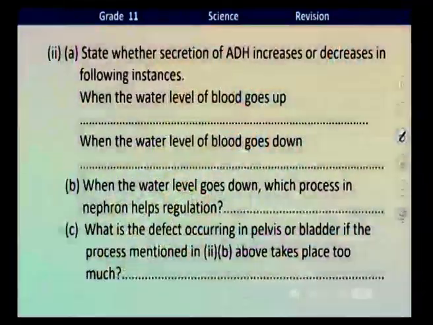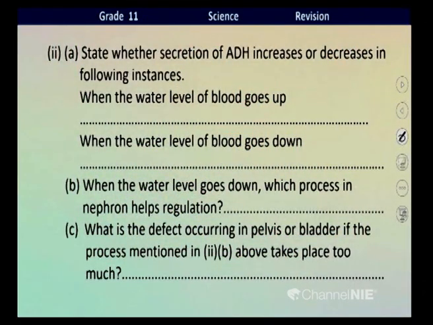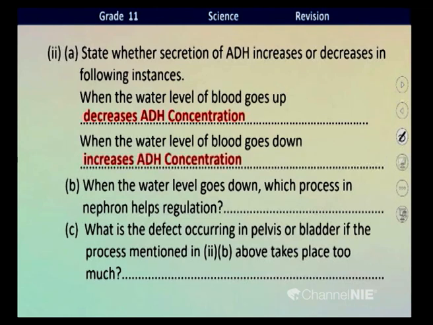Then move to the next part. State whether secretion of ADH increases or decreases in the following instances. When the water level of blood goes up. When the water level is high, when the water level of blood goes up, ADH concentration decreases. When the water level of blood goes down, ADH concentration increases.